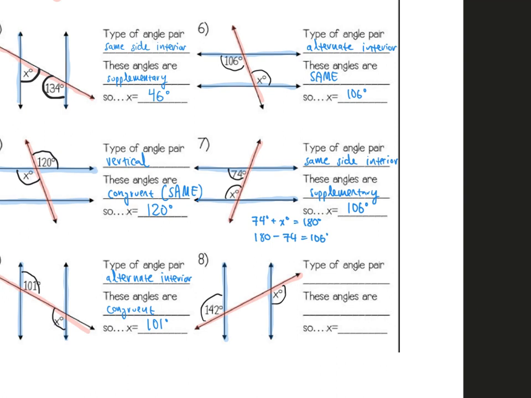Number 8, again, we have our parallel lines, right? The transversal. These are both outside of the parallel lines, so it's exterior, and they're on alternate or opposite sides of the transversal. So we have alternate exterior angles, okay? We know that these angles are congruent, which means they're the same. So x is equal to 142 degrees.